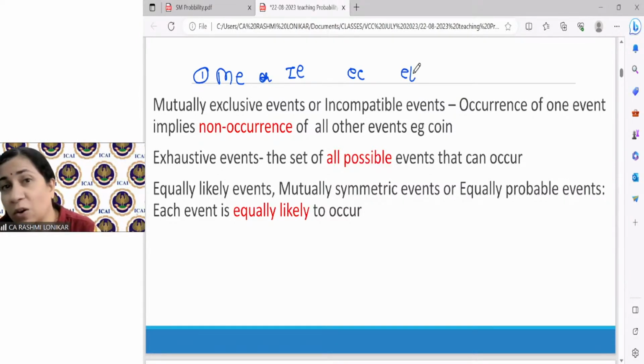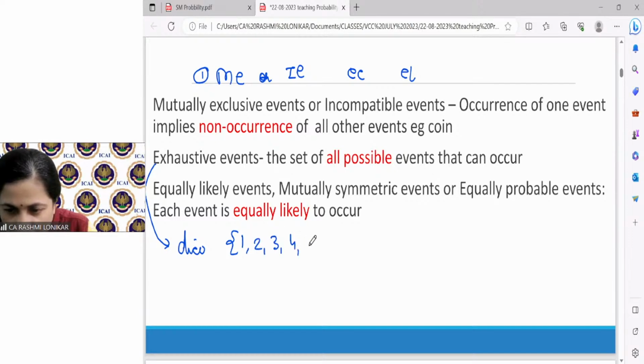So that is called equally likely. Exhaustive means I've considered all. So when I'm throwing a dice, what are the exhaustive events? Getting numbers 1, 2, 3, 4, 5, 6. Can I get a 7 on a dice? No. I can't get a 0, I can't get a 7 and above. I can get only 1 to 6. So those are the exhaustive events, all the possible events that can occur. Equally likely, I've told you, mutually symmetric events are similar.